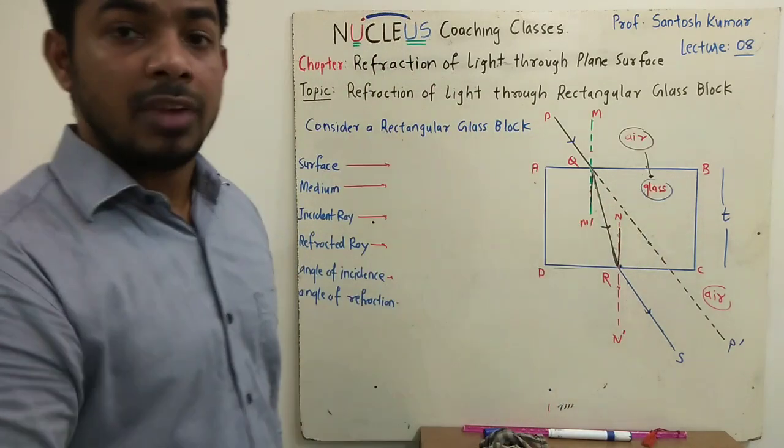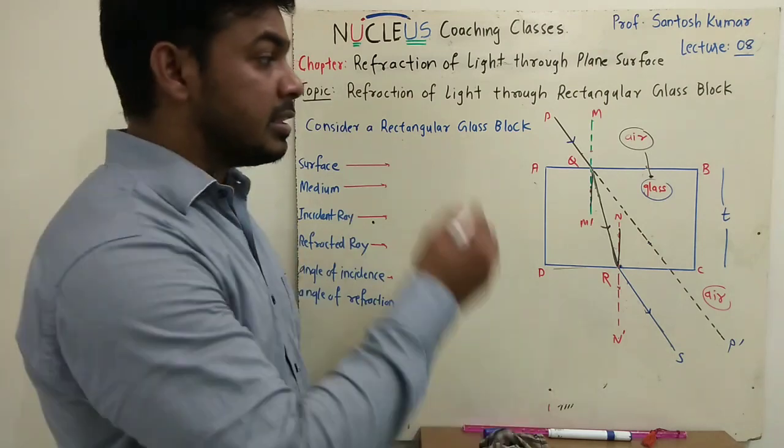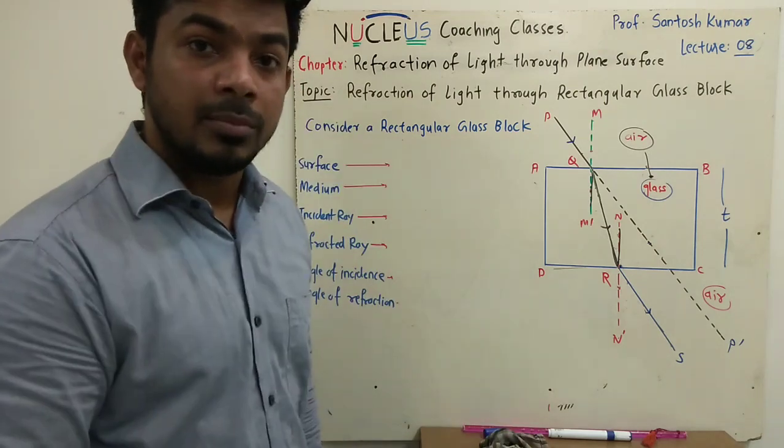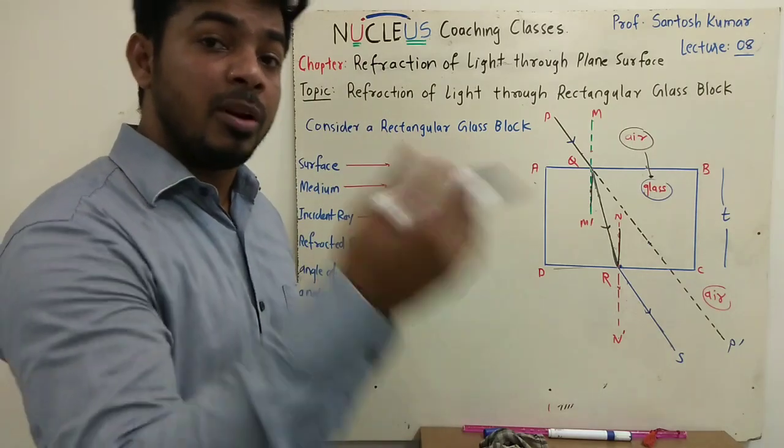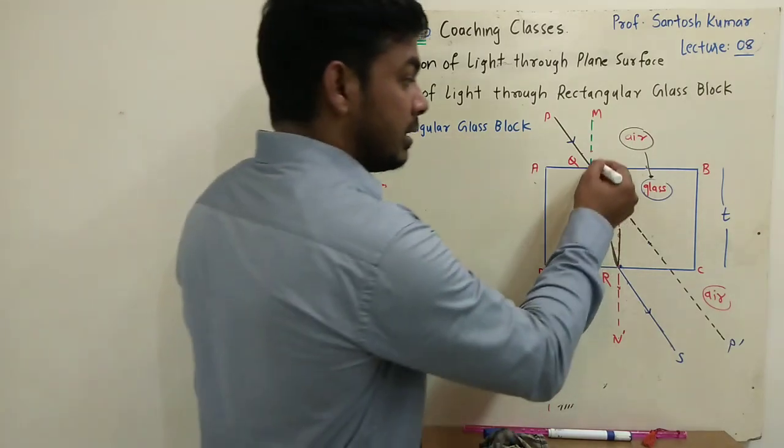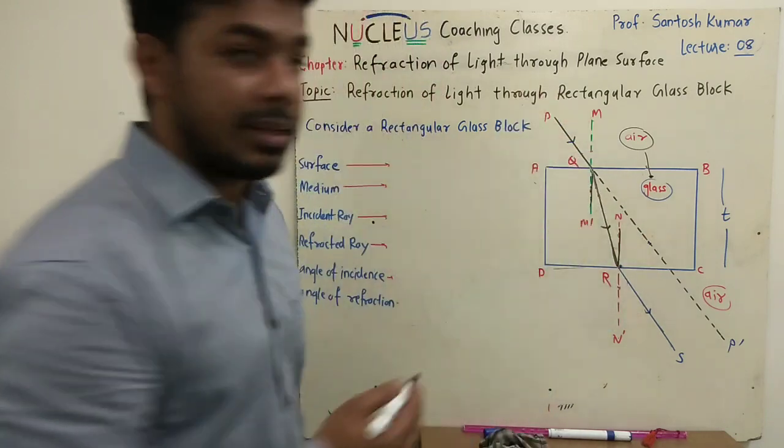So the ray is traveling from air to glass, that means it is traveling from rarer medium to denser medium. It gets refracted on the surface and the refracted ray will bend towards the normal. So I have considered QR as the refracted ray.